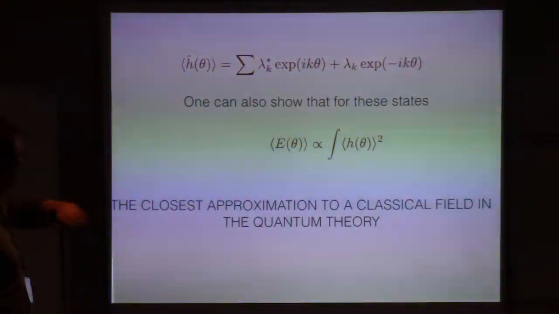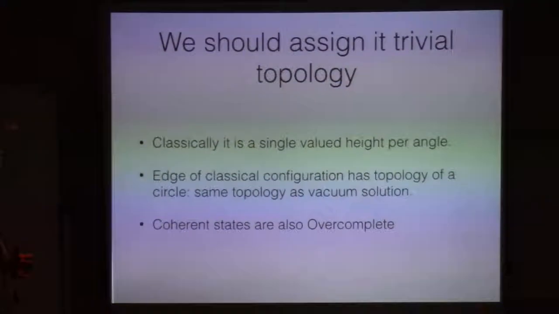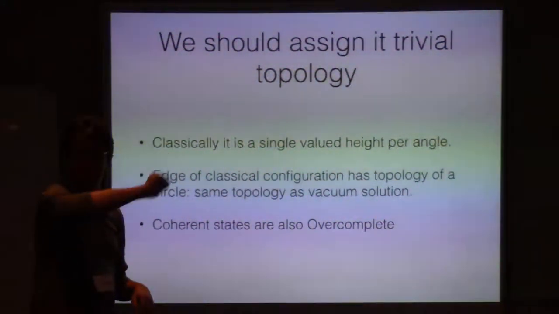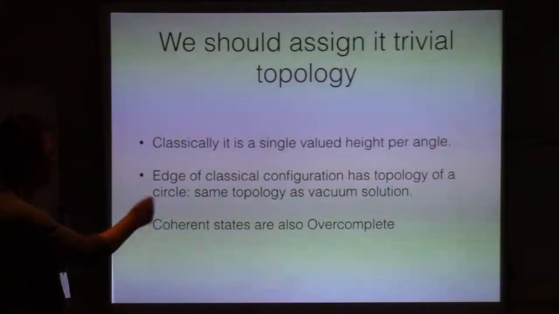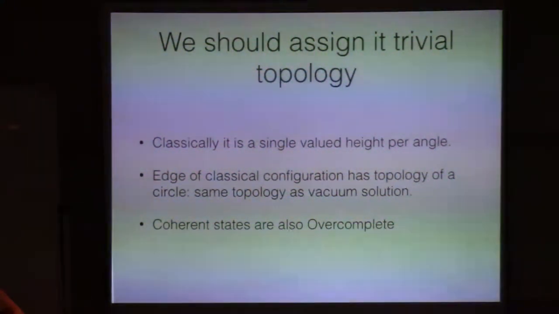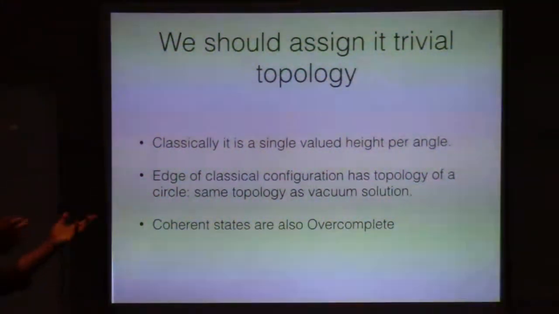So this is the closest approximation to a classical field in the quantum theory, meaning that the naive energy is the energy of h. And then you look at these configurations, and you say, well, classically, it's a single-valued height function. The edge of the classical configuration has the topology of a circle, and it's the same topology as the vacuum solution. So I should assign it the vacuum topology. And the other thing that you know for coherent states is that they're generating series for all of the states in the field theory, so they're overcomplete, and then any other state can be written as linear combinations of coherent states.